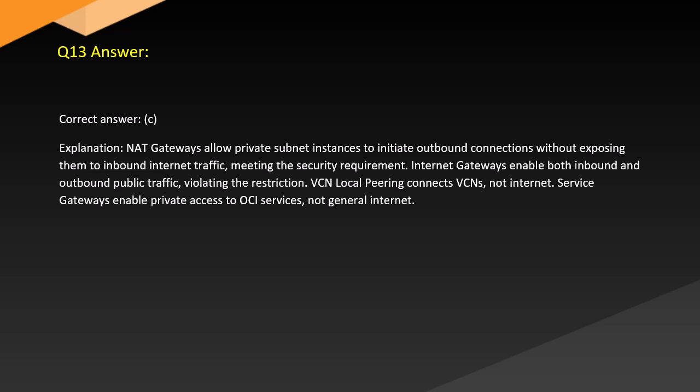Answer. Correct answer: C. Explanation. NAT gateways allow private subnet instances to initiate outbound connections without exposing them to inbound internet traffic, meeting the security requirement. Internet gateways enable both inbound and outbound public traffic, violating the restriction. VCN local peering connects VCNs, not the internet. Service gateways enable private access to OCI services, not the general internet.